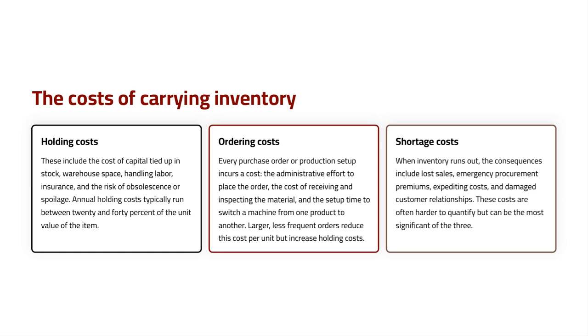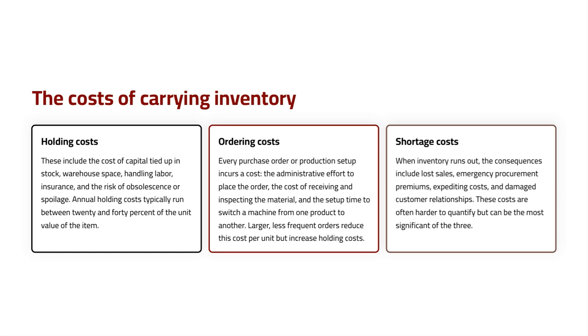Next are ordering costs. Every time you place an order or set up production, there are costs involved, like administrative work, receiving and inspecting materials, and the time needed to switch machines to a different product. While placing larger, less frequent orders can reduce these costs per unit, they also increase holding costs, so it's a balancing act.